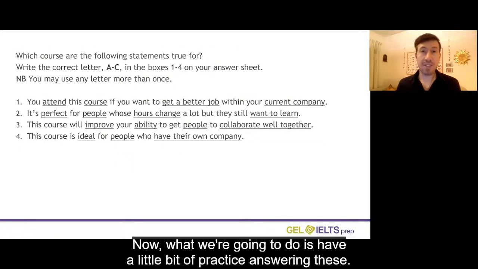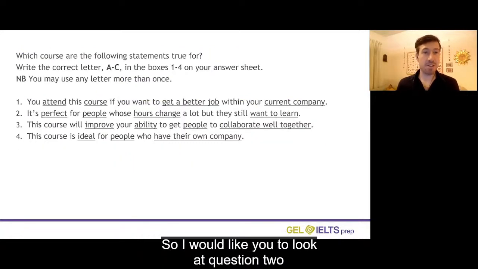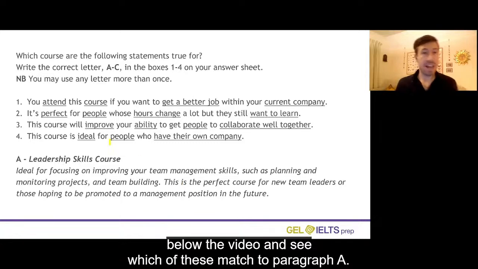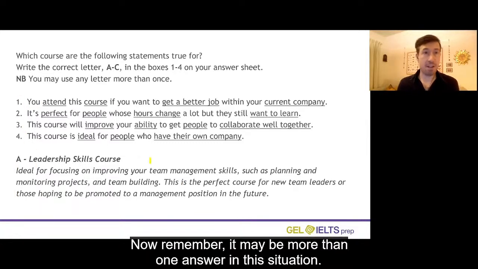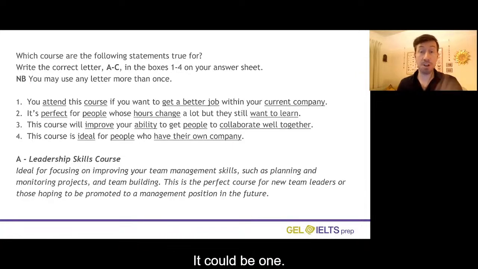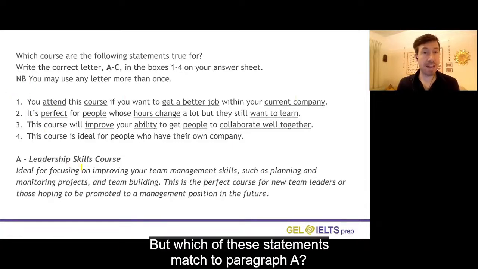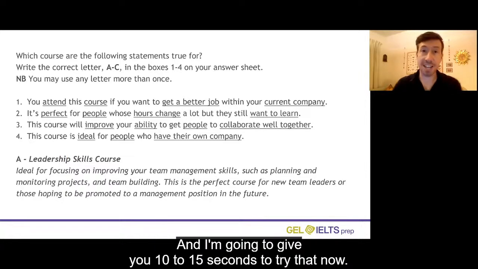Now, what we're going to do is have a little bit of practice answering these. So I would like you to look at question 2 below the video and see which of these match to paragraph A. Now, remember, it may be more than one answer in this situation. Maybe it could be 3, it could be 2, it could be 1. But which of these statements match to paragraph A? And I'm going to give you 10 to 15 seconds to try that now.